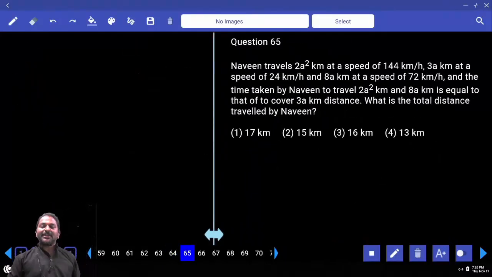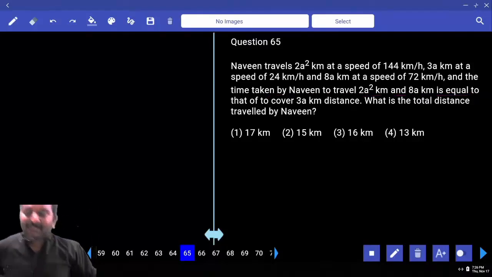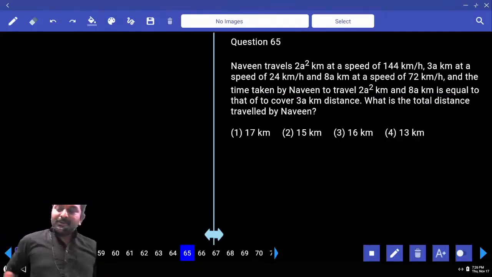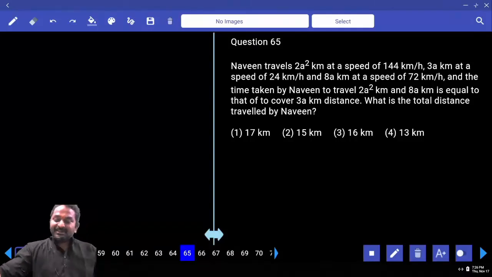Naveen travels 2a square kilometers at a speed of 144 kilometers per hour, 3a kilometers at a speed of 24 kilometers per hour, and 8a kilometers at a speed of 72 kilometers per hour. The time taken by Naveen to travel 2a square kilometers and 8a kilometers is equal to that to cover 3a kilometers. This is the condition they are trying to mention. What is the total distance traveled by Naveen? The total is 2a square plus 3a plus 8a. Calculate. Obviously, it will be one.